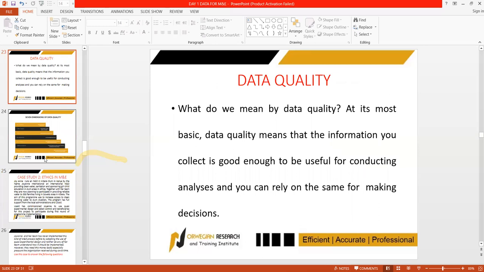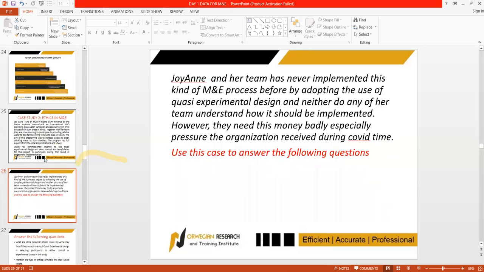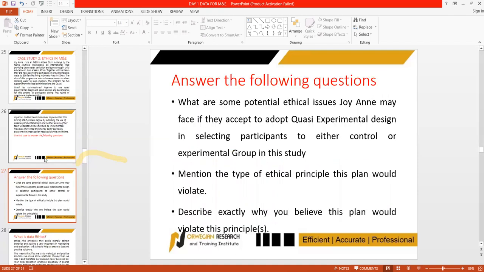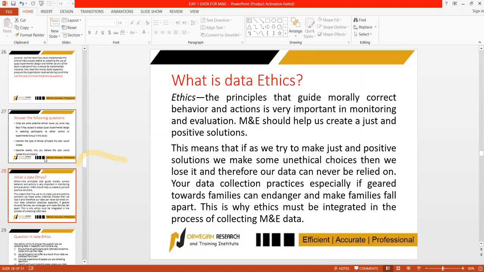Data ethics is very important, especially in most of the studies that are being conducted. And there are three areas that we need to tie together when we talk about data ethics. So what is data ethics? Ethics is the principle that guides morally correct behavior and actions in every study. This means that if we try to make just and positive solutions, we can only do it through ethical choices.